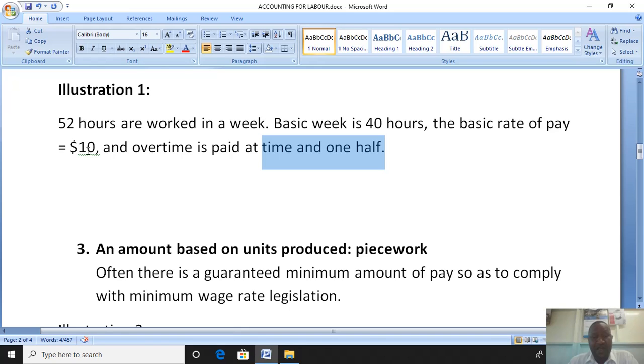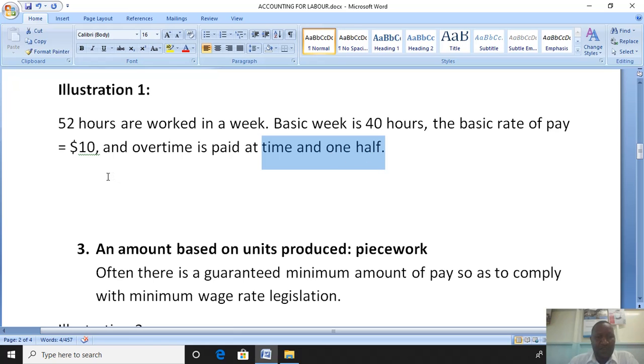That means the half of $10, which is the basic rate, is going to be our overtime premium in this case. Workers are paid a premium for working extra hours beyond the normal hours they're supposed to work per week. In this question, workers are supposed to work 40 hours in a week, but in this particular week, they worked 52 hours. So there are about 12 hours worked as overtime. Those 12 hours will be paid a basic rate, but also the premium of half of the basic rate.